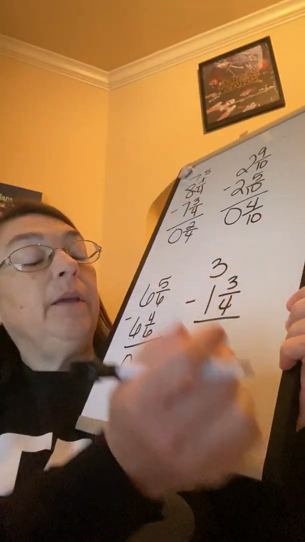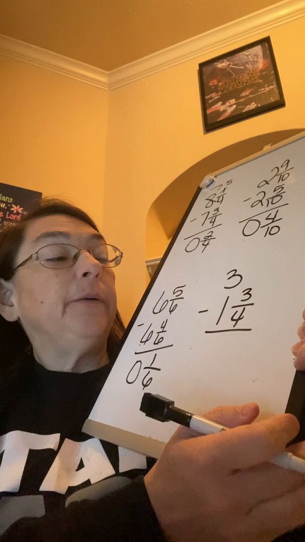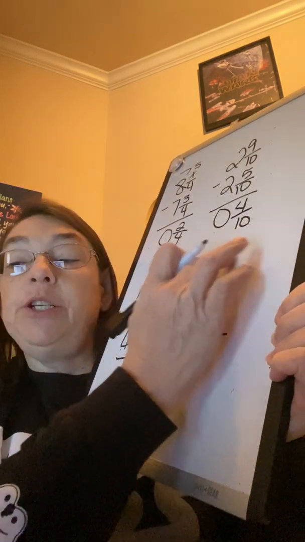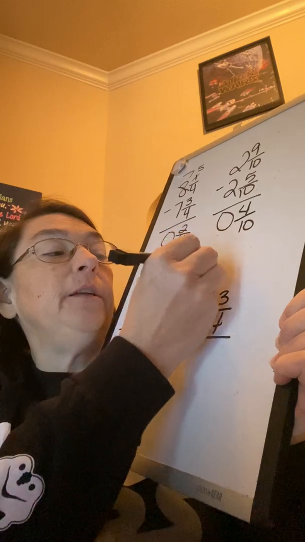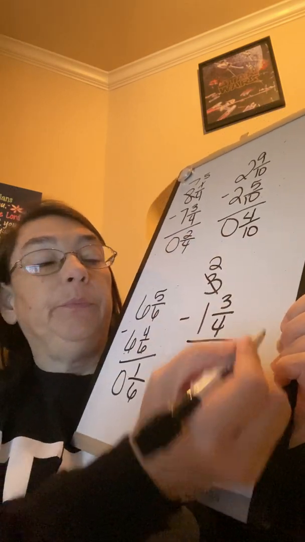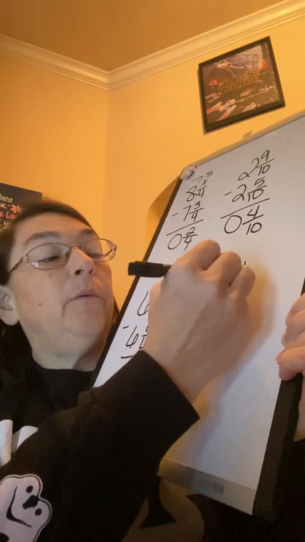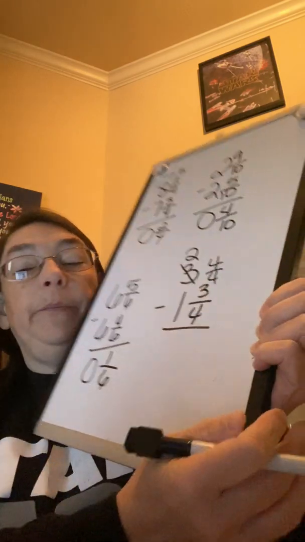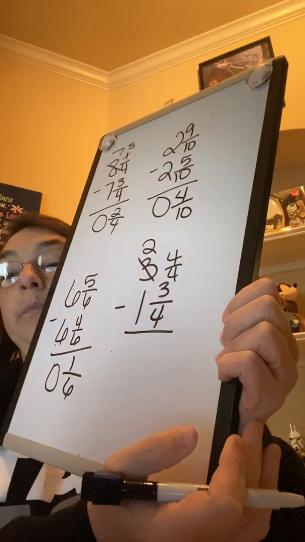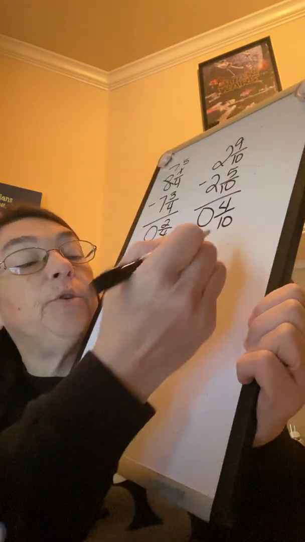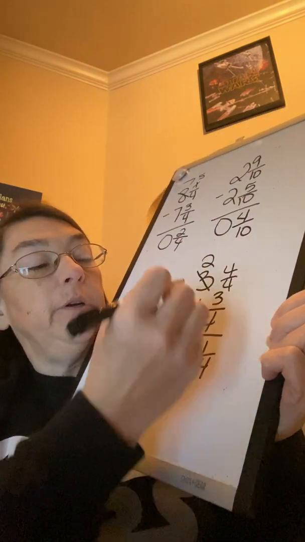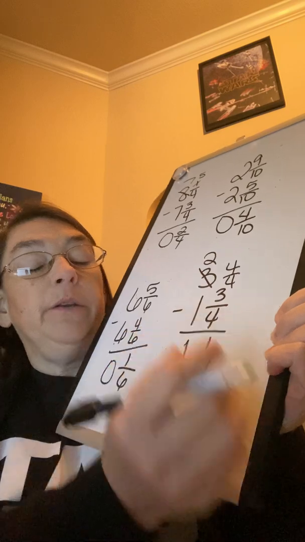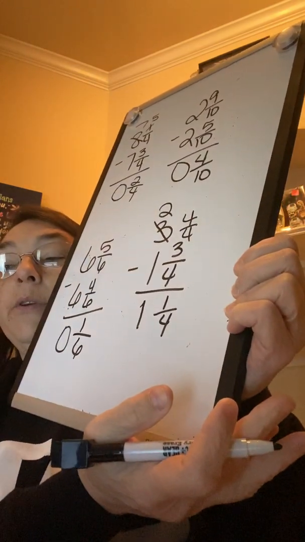All right. Number 12. You don't have a fraction, so we need to add a fraction in. So we're going to borrow from this 3. You get a 2 with 4 over 4. Now I can subtract. 4 minus 3 is 1 over 4. 2 minus 1 is 1. So I get 1 and 1/4.